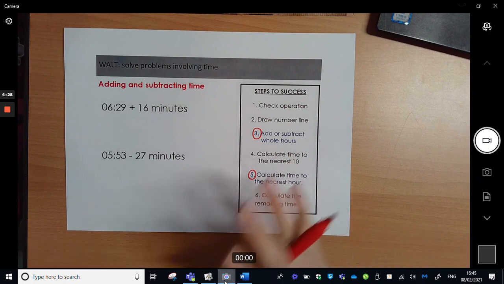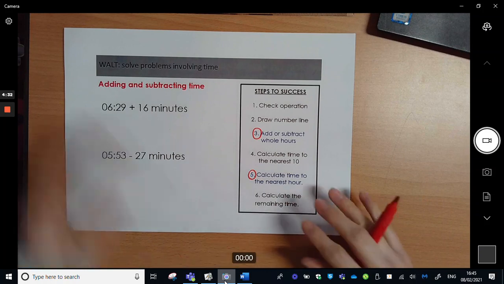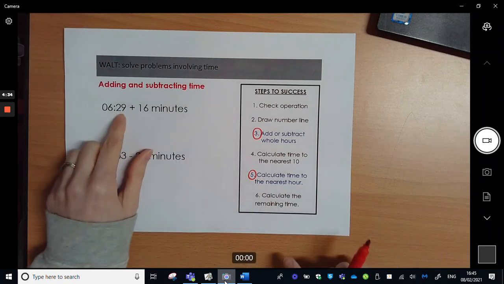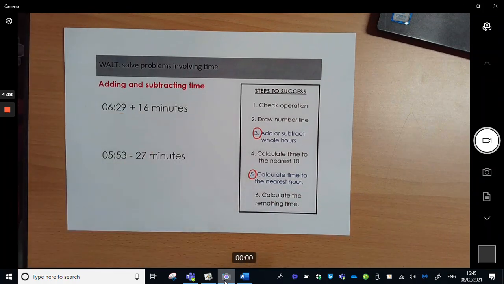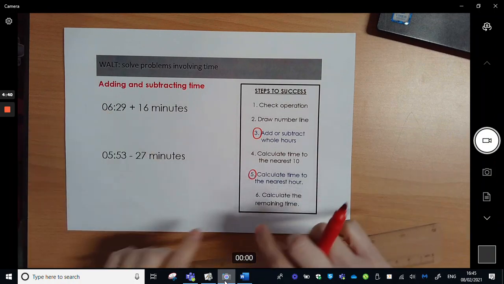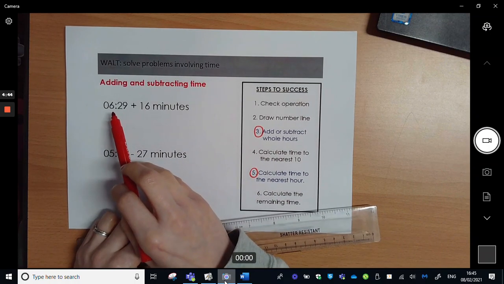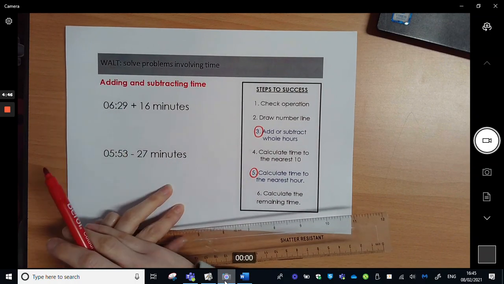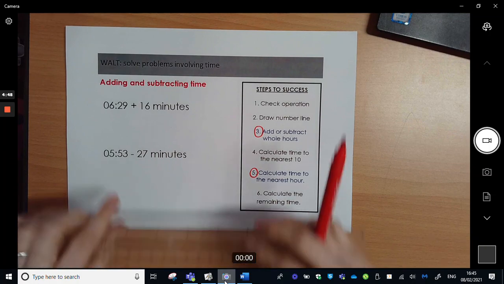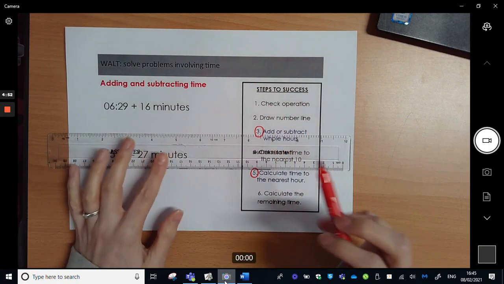So we're going to look at some easy ones first, and then we're going to move up to adding on hours and minutes. So first of all, I've got 6:29 plus 16 minutes. So I know that there are 60 minutes in an hour. So actually, if I'm only adding on 16 minutes, then it's not going to go past the next hour. So this one should be nice and easy. But I'm just going to show you following our steps to success so that it's nice and clear for you.